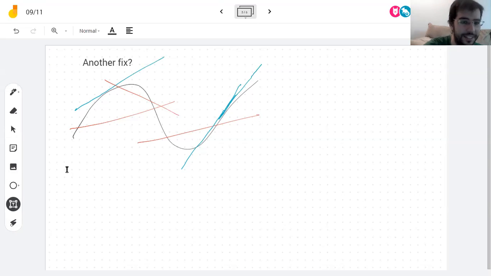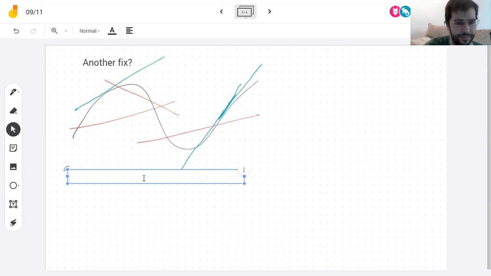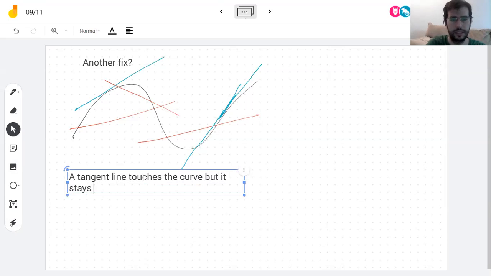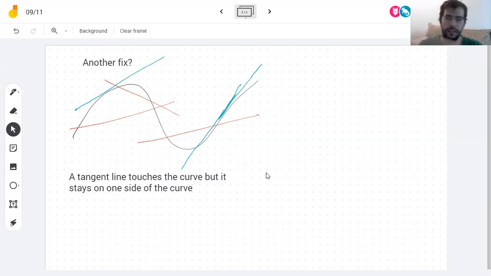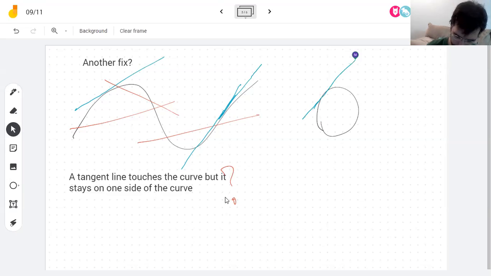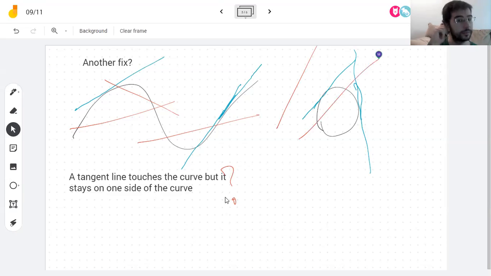So this is another fantastic guess that is ultimately going to be wrong, but it's a fantastic guess that you should be making. A tangent line touches the curve, but it stays on one side of the curve. So is this what we want? That definitely works over here. It definitely works with the circles I was drawing before. Tangent lines to a circle are entirely contained outside, while non-tangent lines either don't touch the circle or part of them is inside and part of them is outside.